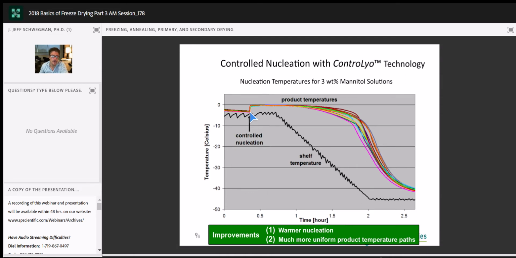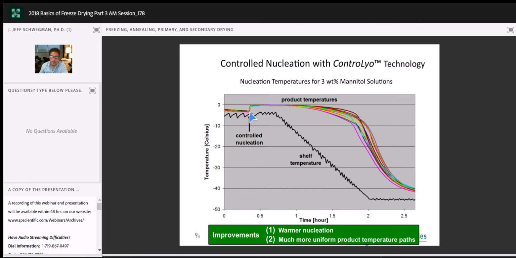Well, what they do is they apply a pressure to the chamber. They pressurize this chamber. Don't try this in your normal freeze dryer. Again, you'll blow the doors off. The Lyostar 3 with control lyo technology is a certified pressure vessel, so it can take the pressure. It's not a lot of pressure, but don't try this at home without a Lyostar 3.